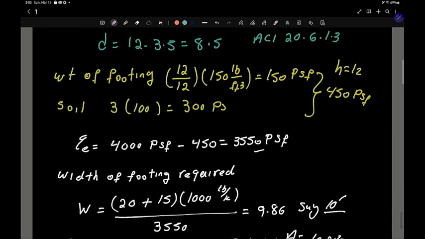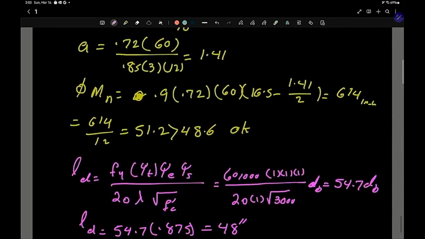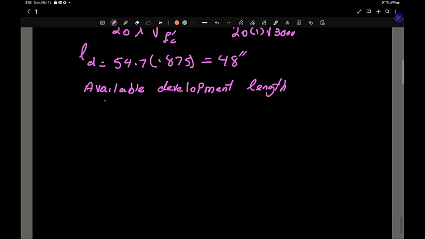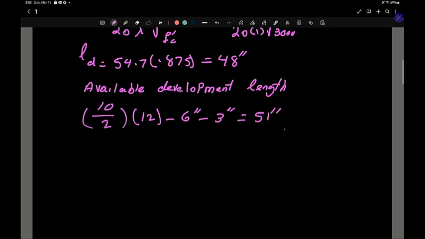So I'm going to come back down here and say the available length is 10 feet divided by 2. Let's multiply that by 12 to make it inches, and then minus 6 inch and minus 3 inch. So 5 feet is 60, 60 minus 6, 60 minus 9, makes it 51 inches. 51 inches available. So our 48 inches is less than 51. Our footing is big enough, we don't have to do anything, so that will check.